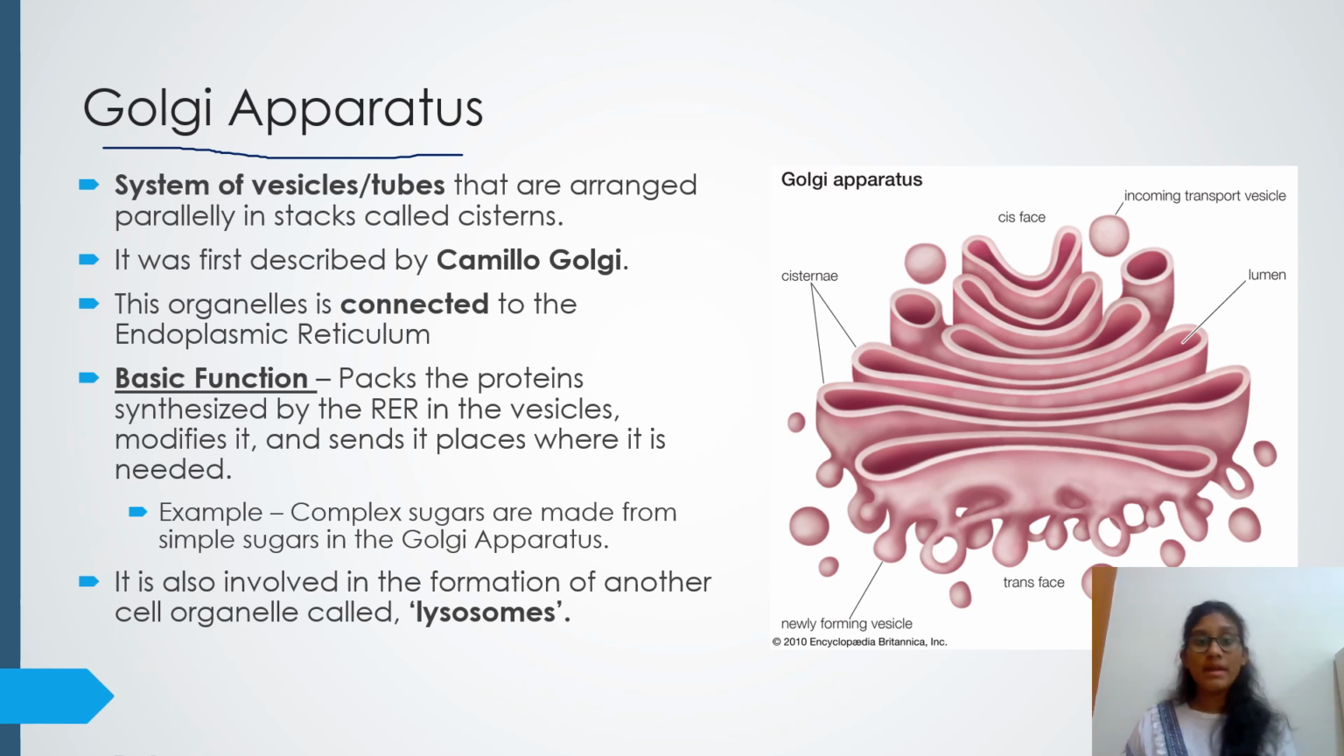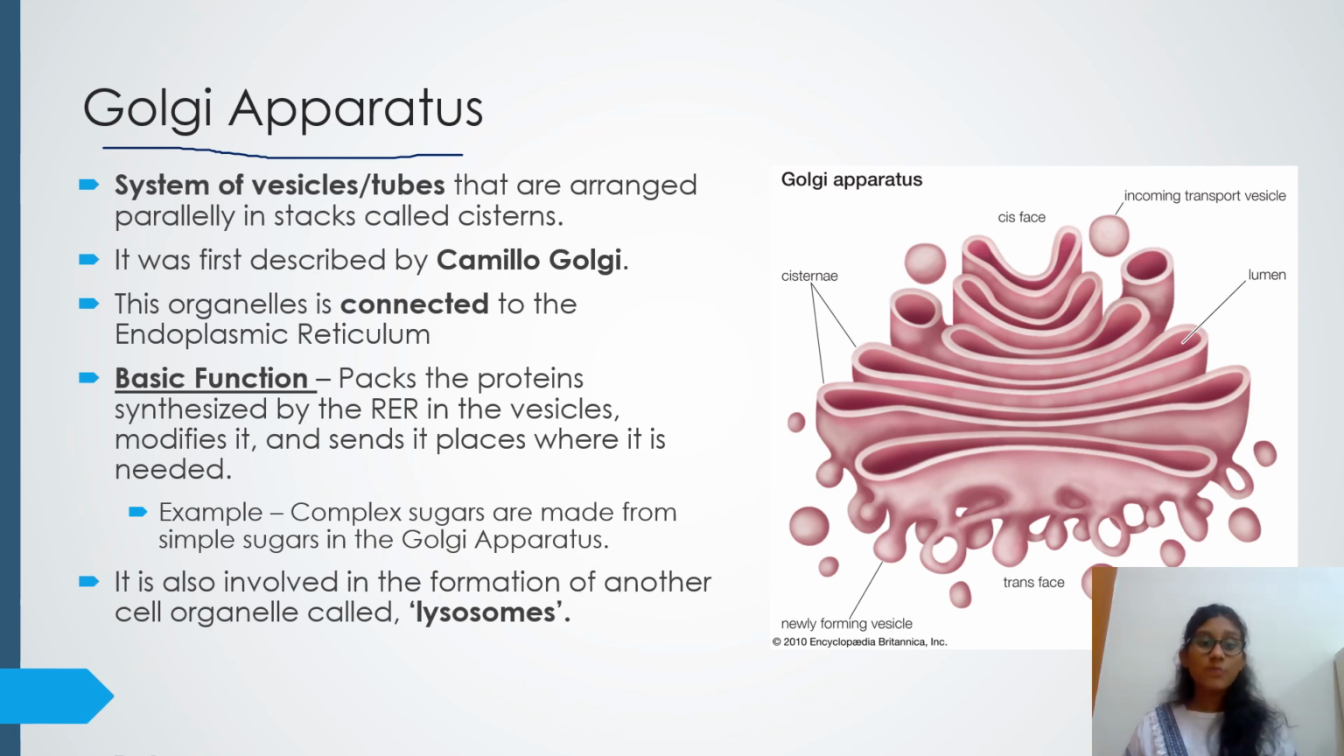The Golgi apparatus is connected to the endoplasmic reticulum, which makes us think that it has some relation to proteins and some relation to the function that the endoplasmic reticulum carries out, which is correct. The major function of the Golgi apparatus is to pack the proteins synthesized by the rough endoplasmic reticulum in its own vesicles. Once the proteins are packed, the vesicles of the Golgi apparatus modify them based on which organelle the protein is going to be sent to or which task it is going to carry out.